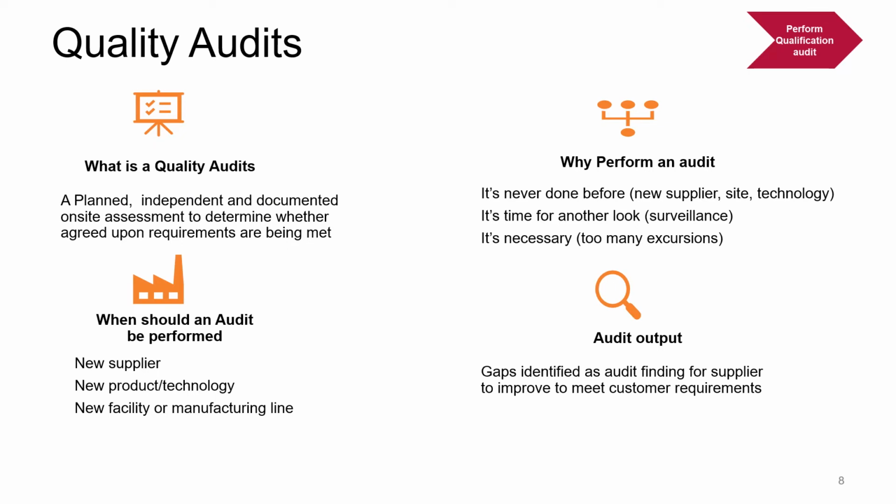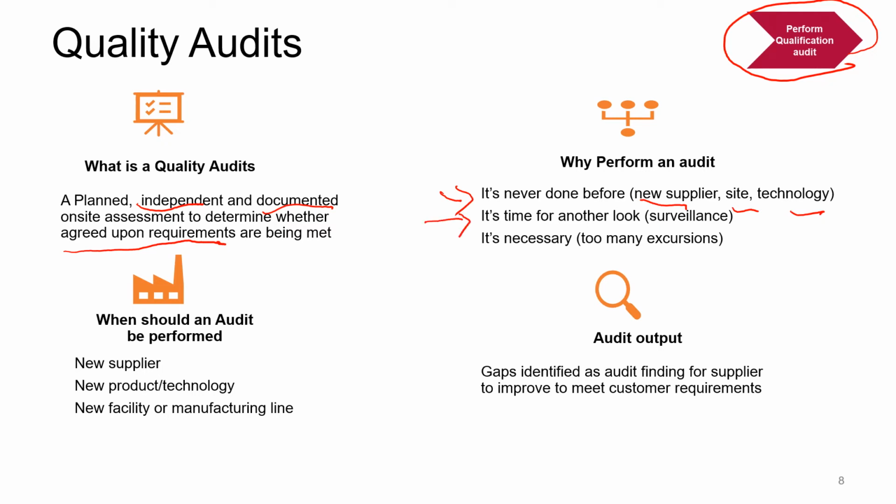So let's go to the next detail, performing qualification audits. An audit is a planned, independent, documented on-site assessment to determine whether suppliers are able to perform upon agreed requirements. The reason why we perform an audit is because maybe it has not been done before for new supplier sites, technology, or even a new manufacturing line.